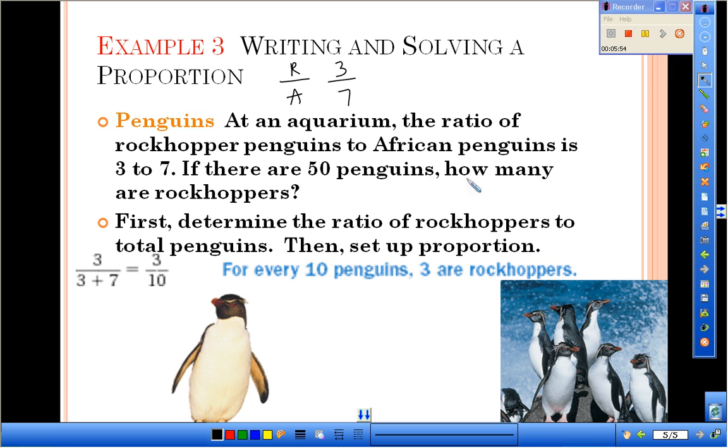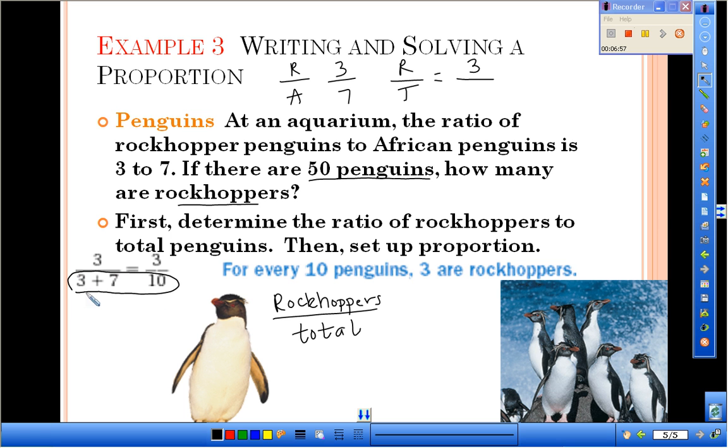Now, because they are asking us to compare the number of rockhoppers to the total number of penguins, we are going to make sure that our ratio is our number of rockhoppers, and we're going to compare it to the total. Now, the problem that we run into is our ratio is 3 to 7, our rockhoppers compared to African. So we want to compare our rockhoppers to the total. That's what we need to put into our proportion here. So how many rockhoppers do we have? We have 3, and then our total penguins will actually have to add our rockhoppers plus our African. So you can see they have done that down here. 3 plus 7 equals 10. So 3 to 10 is your ratio of rockhoppers to the total number of penguins.